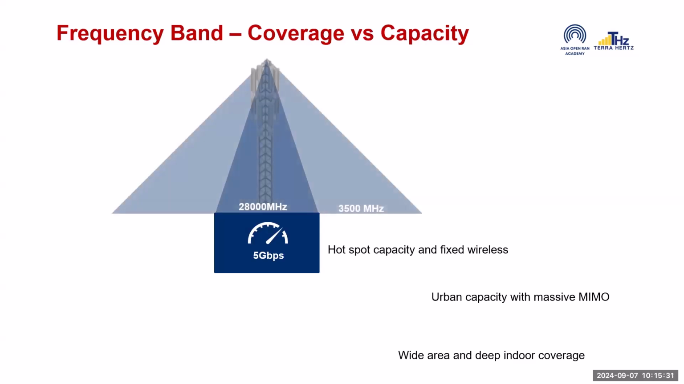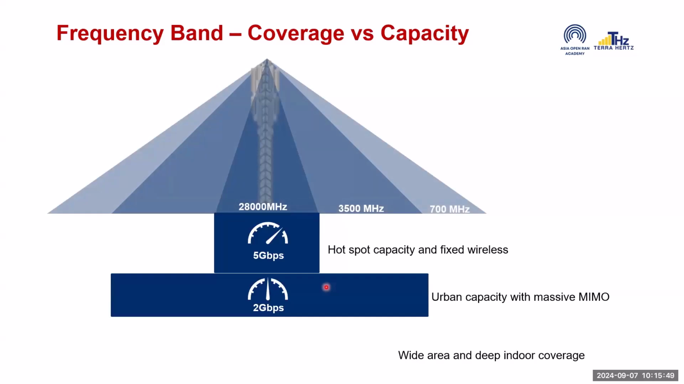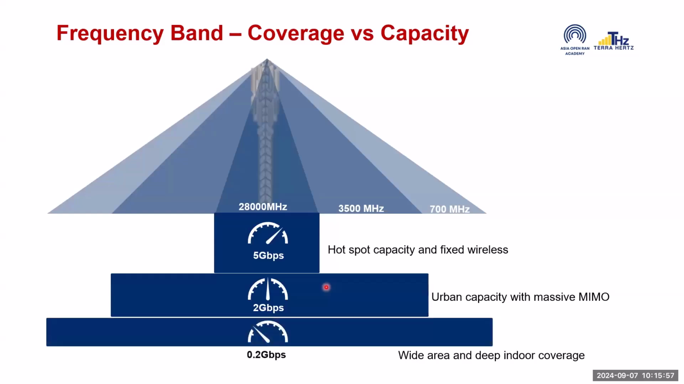And if you are using the mid frequency like the 3.5 gigahertz or the 3500 megahertz, this is good for urban capacity with massive MIMO. So the capacity could reach up to 2 gigabit per second. Okay. And of course, if you are covering a wide area and deep indoor coverage such as the rural area, so yung mga probinsya natin, you can use a low frequency like the 700 megahertz or the 900 megahertz or the 850 megahertz or even the 450 megahertz. Okay. So it's 0.2 gigabit per second.